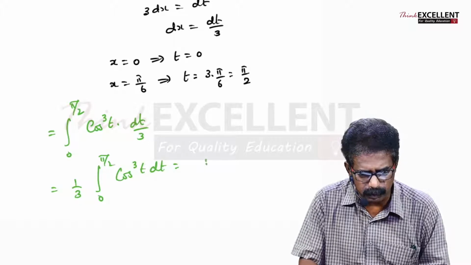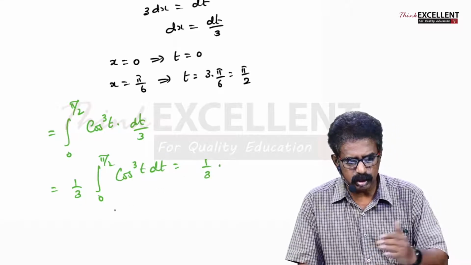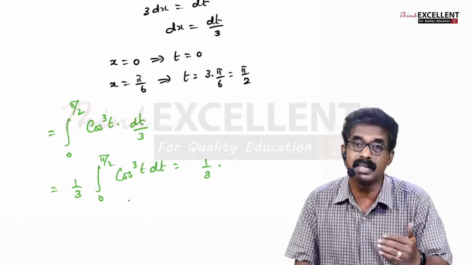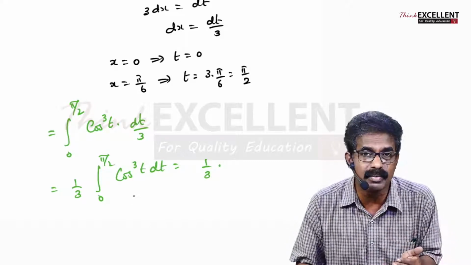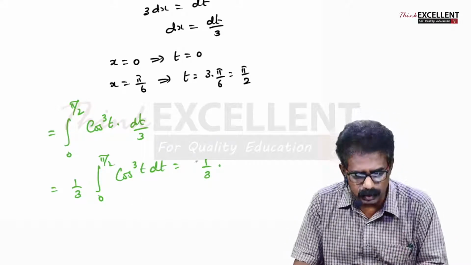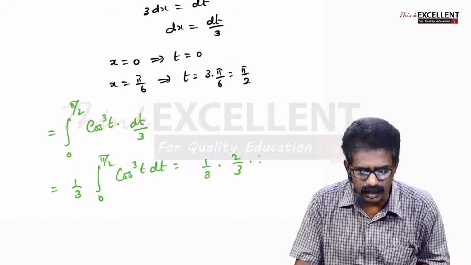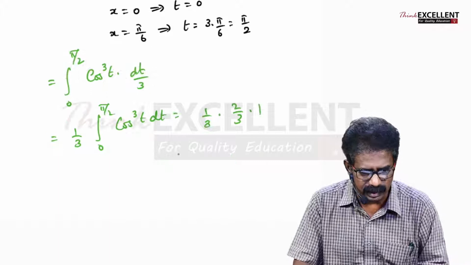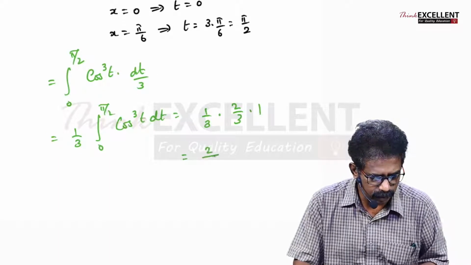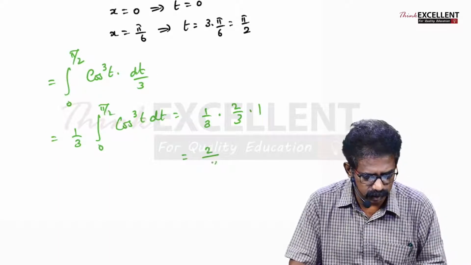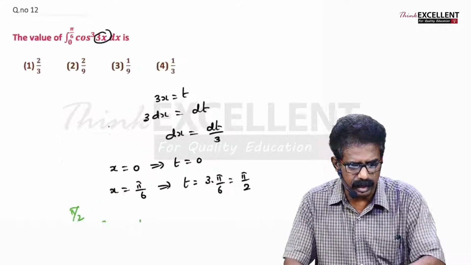Now you can apply the reduction formula. 1 by 3 is already there. Now 0 to pi by 2 cos cube t. Power is 3. If the power is 3, you start with reduce 1, 2 by 3. Nothing left out into 1, right? So your answer is 2 by what you are getting? 9, right? 2 by 9, and that is option number 2.